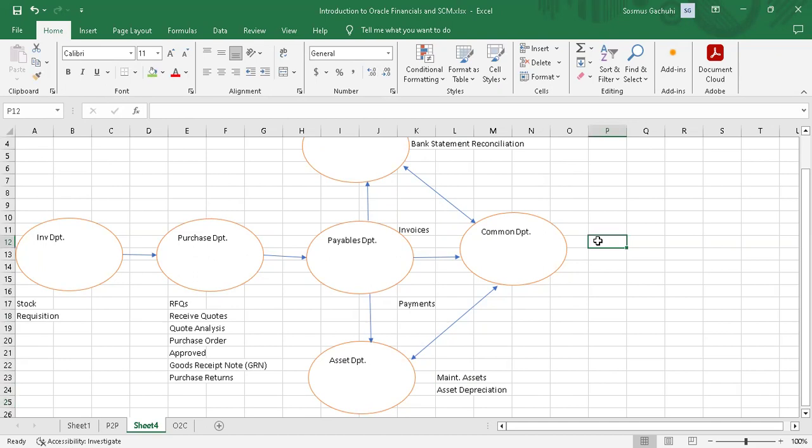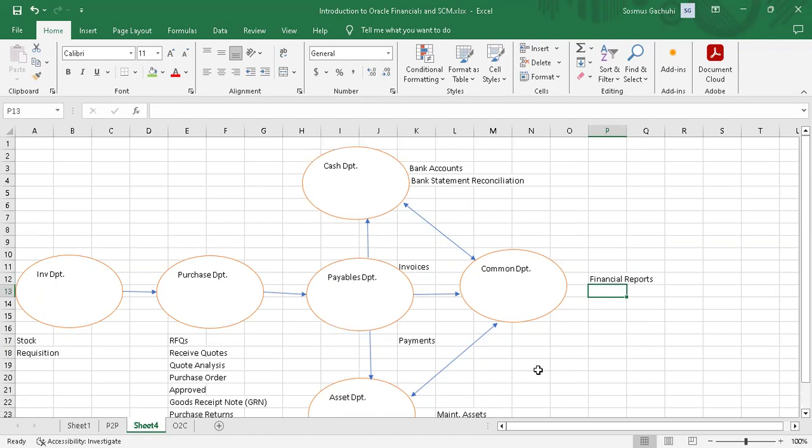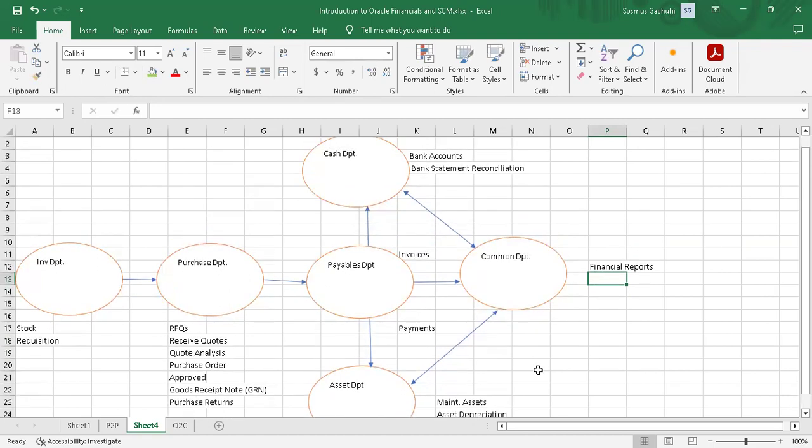Then we have the common department, whereby we do financial reports. We generate financial reports. So I'm trying to bring this kind of flowchart so that we can see where we'll be going and how things will be moving. And the moment you get into the system and are told we need to create a payable invoice, we'll be assuming that a supplier has already delivered goods and they need to be paid because they have issued an invoice.